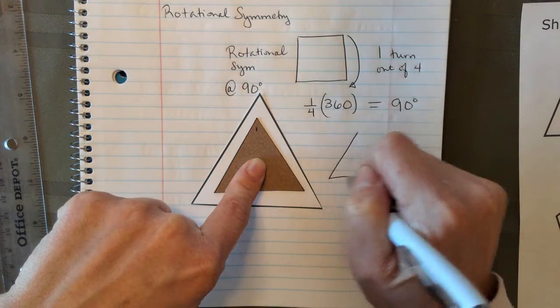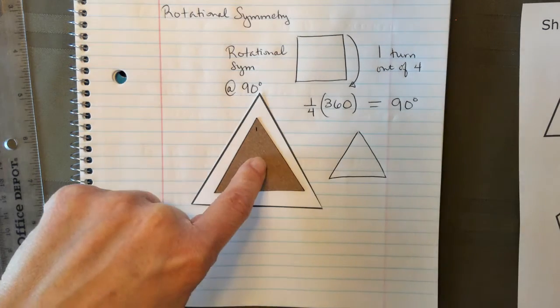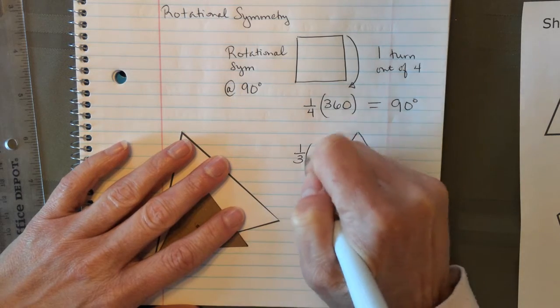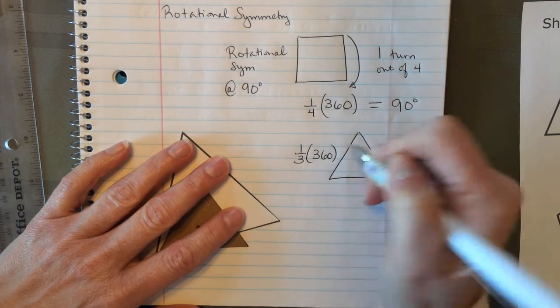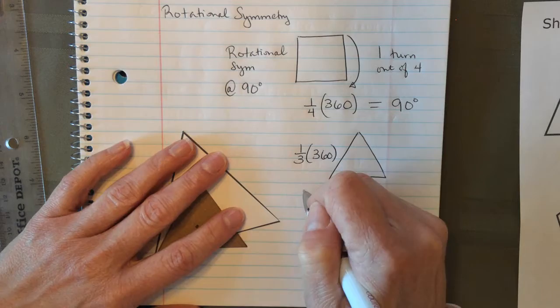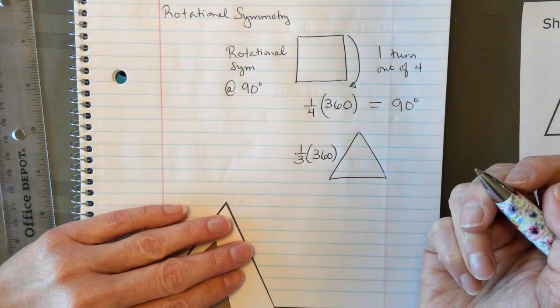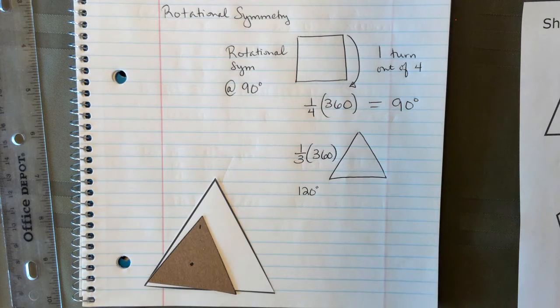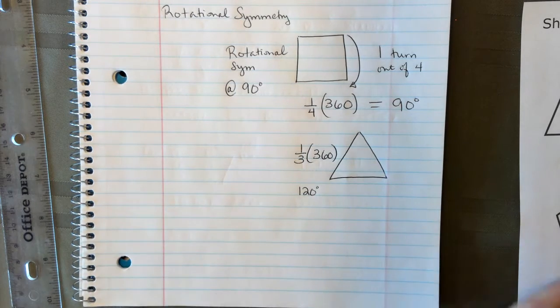So for this triangle, yes, it does have rotational symmetry, but it's taking 1/3 of the 360 degrees to get there. Interesting. Well, 1/3 of 360 is 120 degrees in its rotation. Well, now let's play with something else.